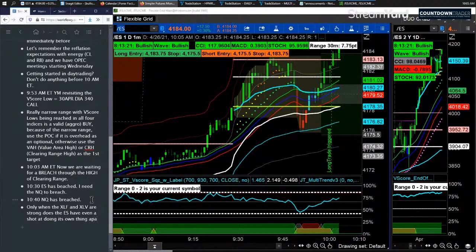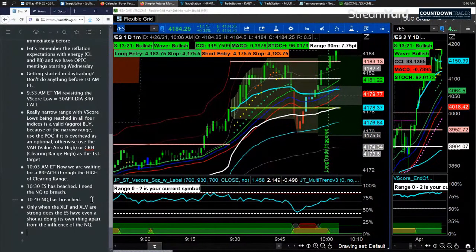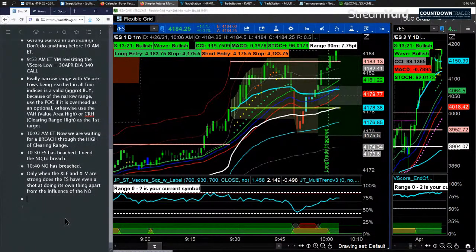Apart from the NAS. Okay, so that is not the case today. And if you don't have strength when the ES breaches without the NQ, if you don't have strength in the XLV, XLF, you've got to wait for the NQ. So today would be a got-to-wait-for-the-NQ situation.